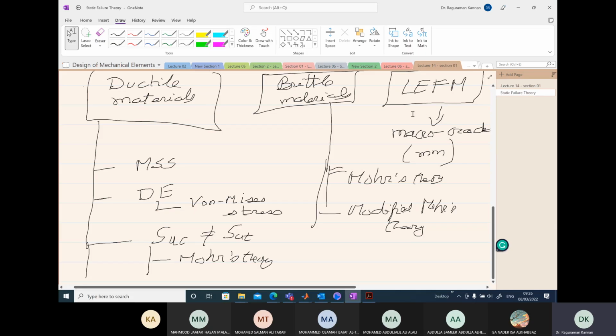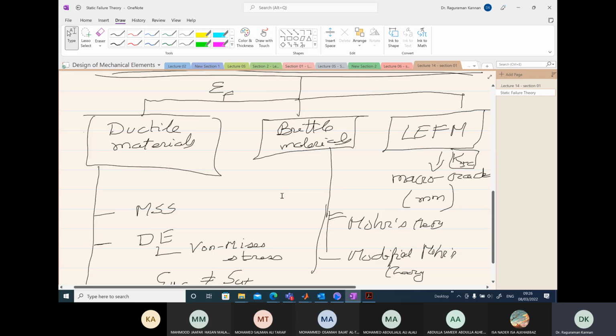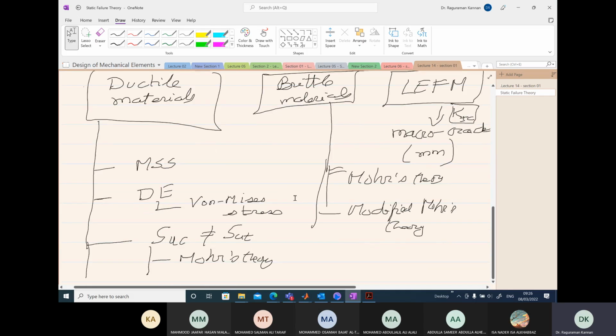Linear elastic fracture mechanics, there are equations. You will come across a property called toughness, fracture toughness value, K_IC, the critical fracture toughness value. So this is the property we will be interested in. Okay, so this is the whole overall outline of this particular chapter. So let's go to the chapter right off.